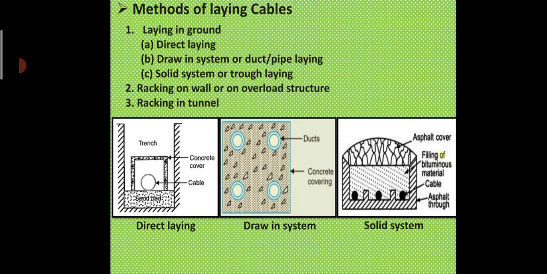In racking on wall and overhead structure, cast iron brackets are fitted on the wall at certain intervals. Then the cables are kept on the brackets. In racking in tunnel, in this method, the tunnel is shown in the figure. It is prepared in the foundations or flooring of the buildings. Cable is kept in the tunnel.